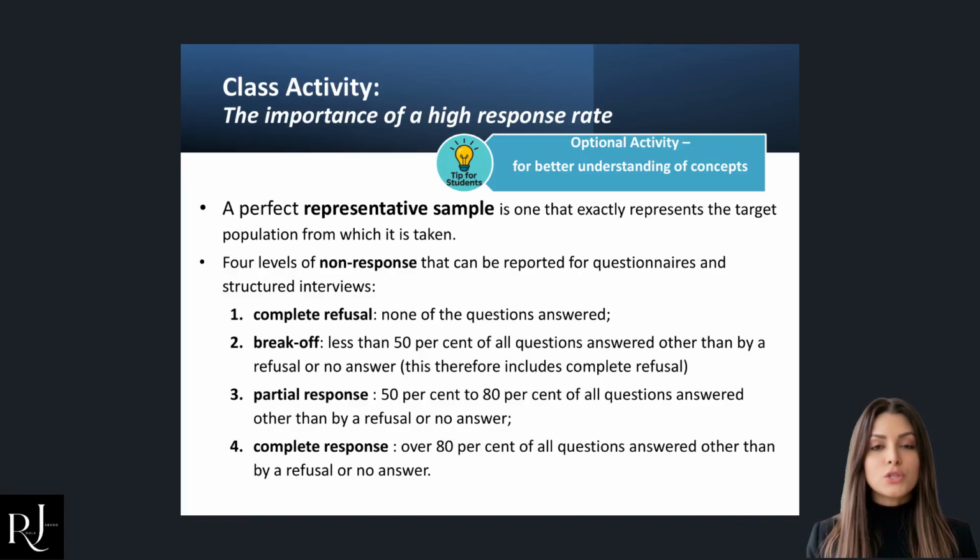Let us talk about response rates. A perfect representative sample exactly mirrors the target population. For example, if you're researching the eating habits of a town's residents, a perfect sample would have the same age, gender, and income distribution as the entire town. However, in reality, we often face non-response. There are 4 levels we report.